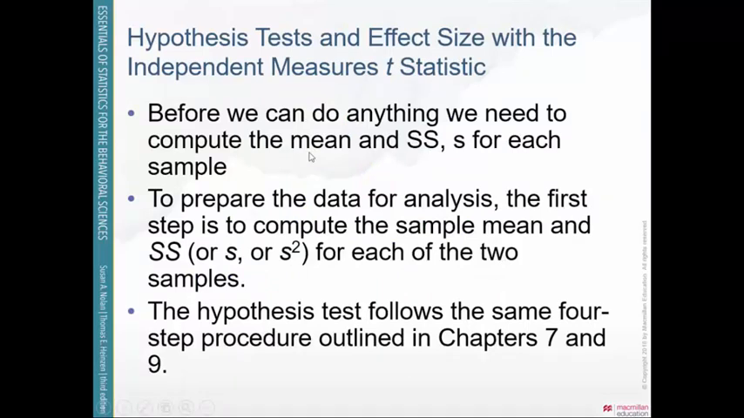Before we can do anything, we have to compute the mean and sums of squares for each sample. And so we first compute sums of squares for the two samples, and I'll show you how we do this. And then the hypothesis test really follows the same procedure that we've done in Chapter 7 and 9. So if you don't have a calculator, please grab one. We're going to do a bunch of calculations, and this will really be helpful for you if you follow along and try to do the calculations before you see the answers, okay?